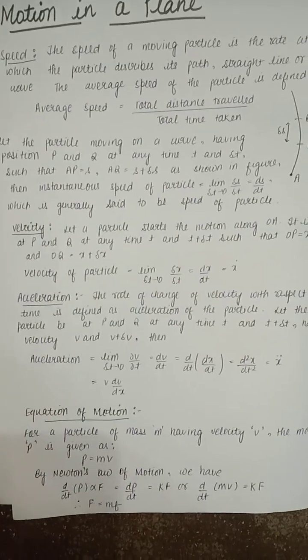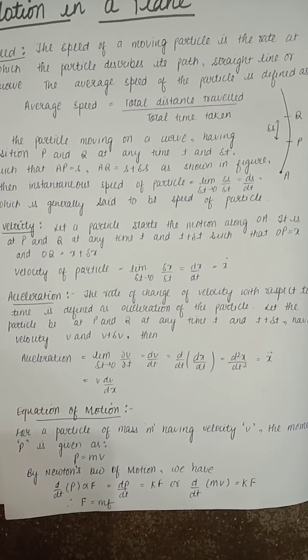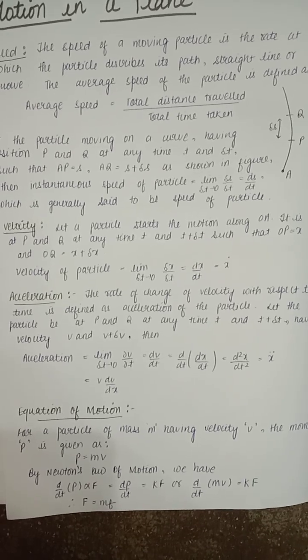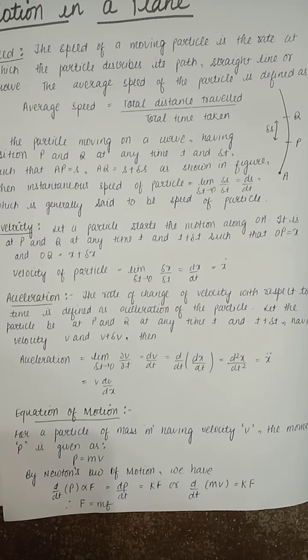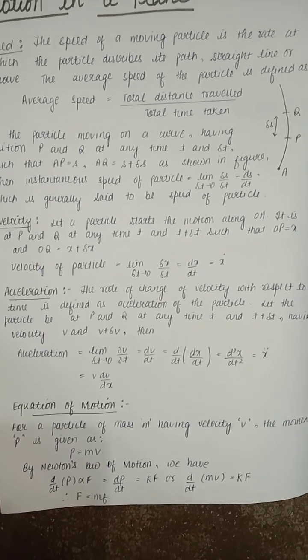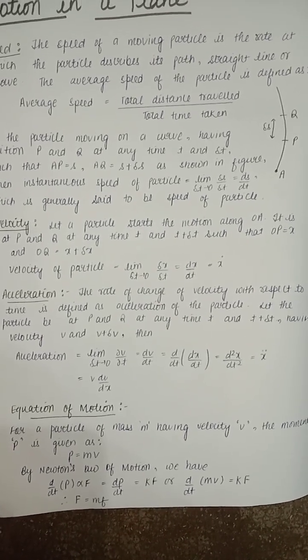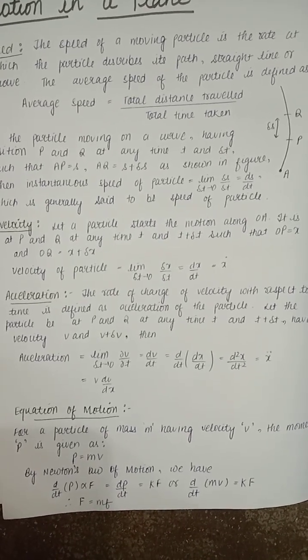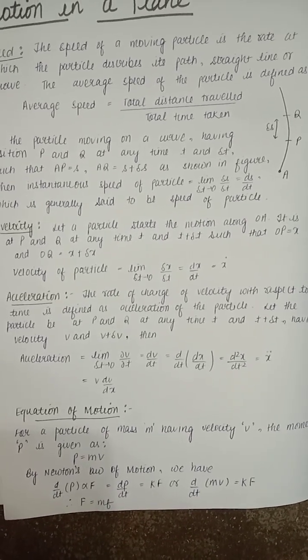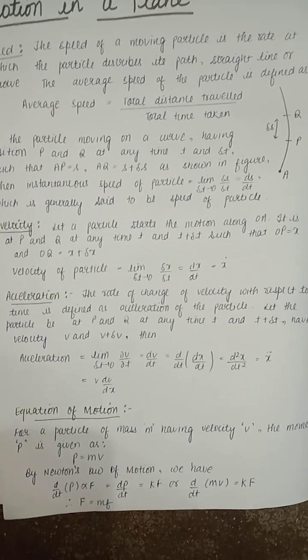Velocity. Let a particle start the motion along OA. It is at P and Q at times t and t plus del t, such that OP is equal to x and OQ is equal to x plus del x. Velocity of the particle is equal to the limit as del t tends to 0 of del x upon del t, which is equal to dx upon dt, which is equal to x dot.